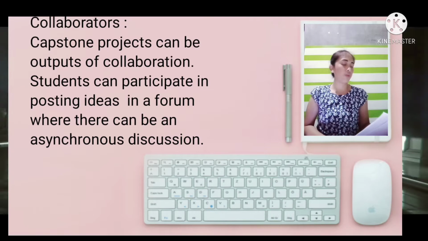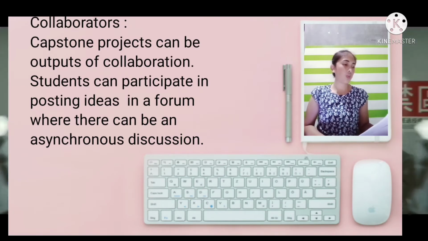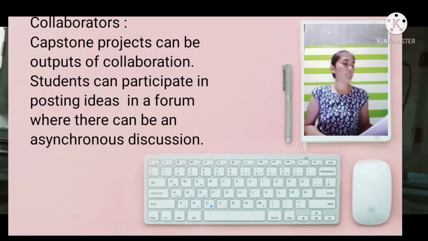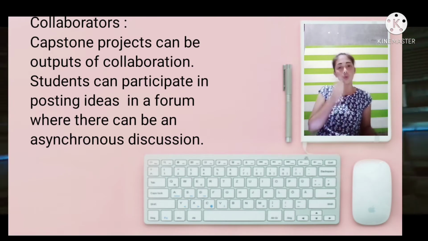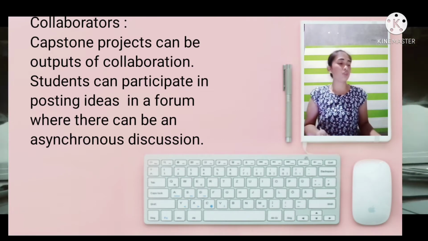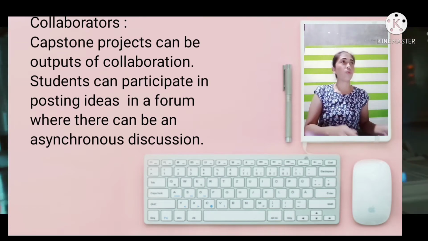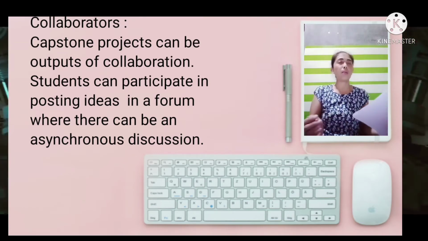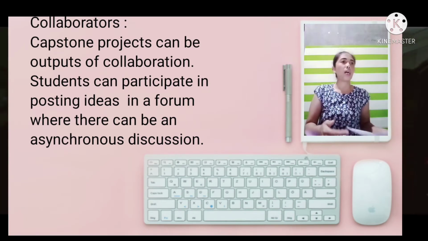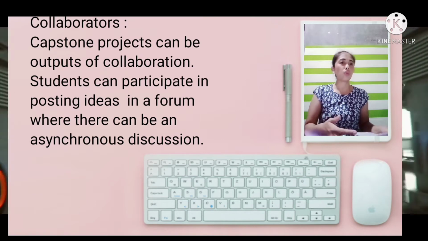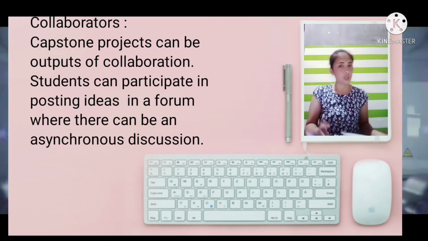Next is collaborators. Capstone projects can be outputs of collaboration. Students can participate in posting ideas in a forum where there can be an asynchronous discussion. So, nagiging collaborators po ang mga estudyante kung isasama natin sila sa isang forum dahil doon po magkakaroon ng collaborations, nagpa-participate po sila through their suggestions and comments.